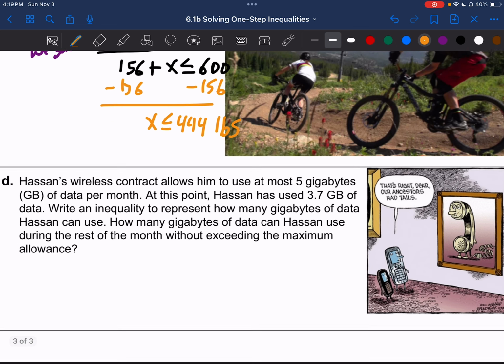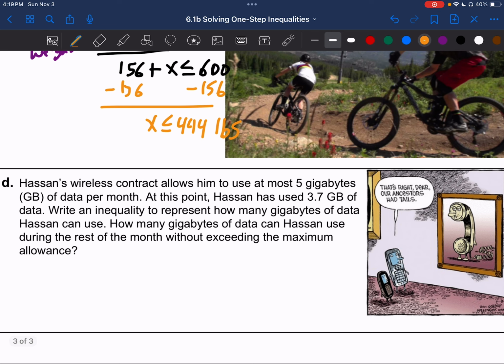And the last one, letter D, Hassan. Hassan has a wireless contract that allows him to use at most 5 gigabytes of data. At this point, he's used 3.7 gigs, and you are trying to find how many gigabytes of data can Hassan use without exceeding the maximum. X equals data.